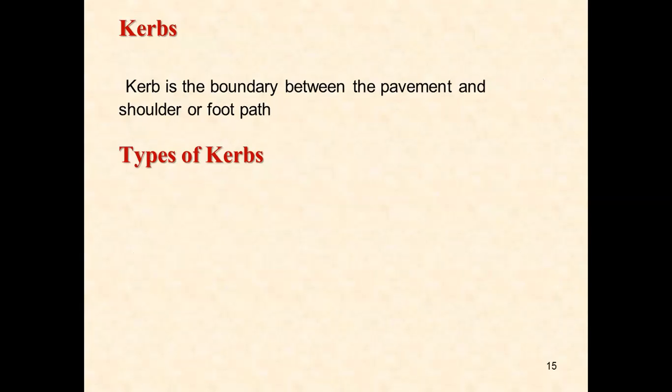So the curb is called the boundary between the pavement and the shoulder or the footpath. We lay the stones on edge, indicating the end of the pavement. Next onwards, the shoulder takes place, or it is the end of the road boundary. The road boundary is indicated by the curb.